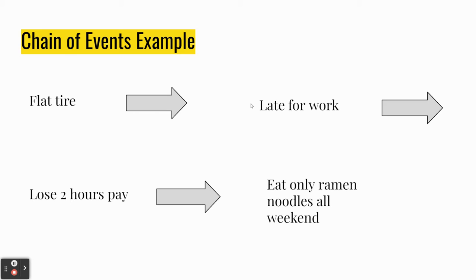So, you have a flat tire. Flat tire means you're late for work. It means you lose 2 hours' pay, and because you have spent a whole bunch of money on Black Friday, it means that you eat ramen noodles all weekend because you have no money left for anything else. One thing led to another thing, led to another thing. You have an initial cause, you have an effect, which leads to a new cause, which keeps moving. Chain of events.